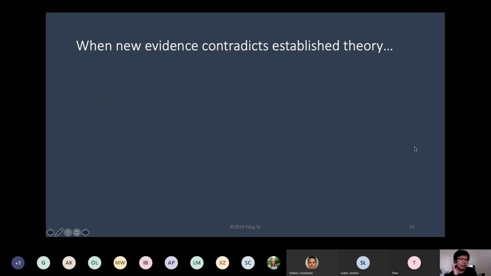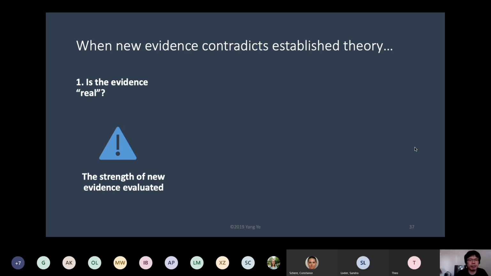So what happens when new evidence contradicts the established theory, right? What ideally happens is that when there's a single piece of evidence that contradicts the theory, the theory should be thrown away. But in reality, it's not the case. As you can see, Newton's theories stayed around for about 200 years, even with new evidence coming out that doesn't fit the theory, because people don't have new theories to replace it.